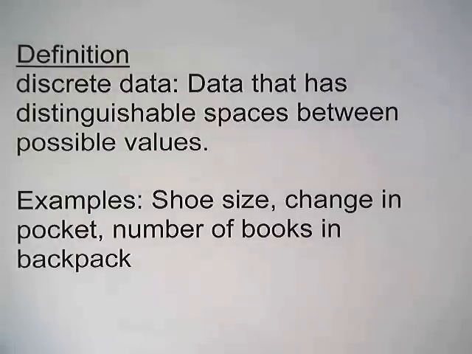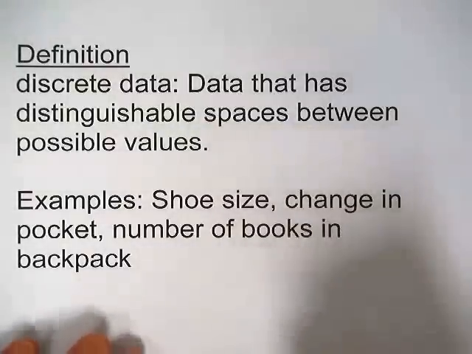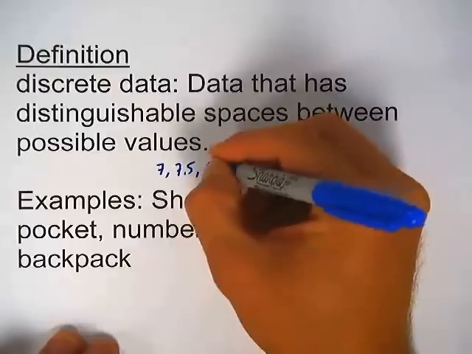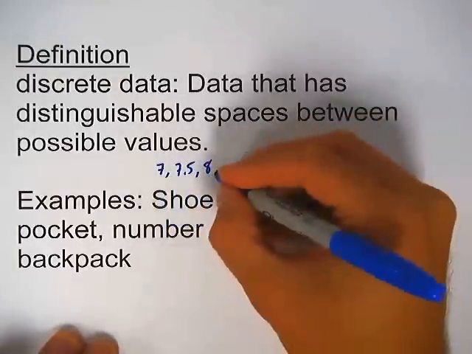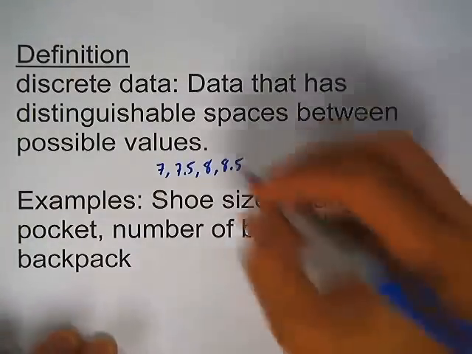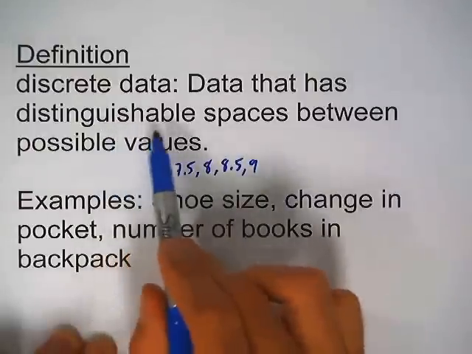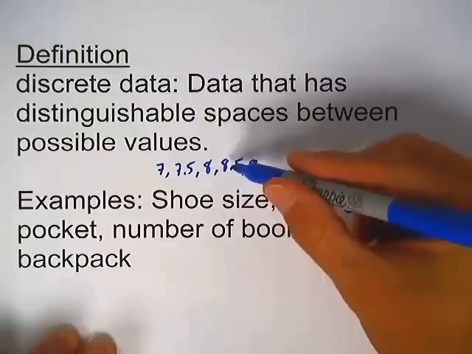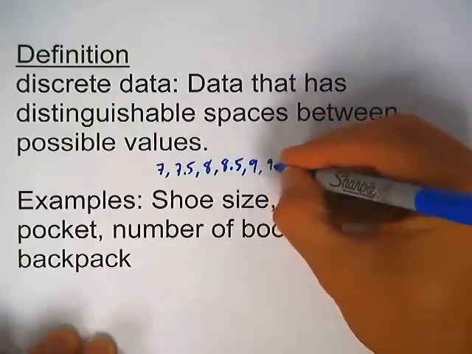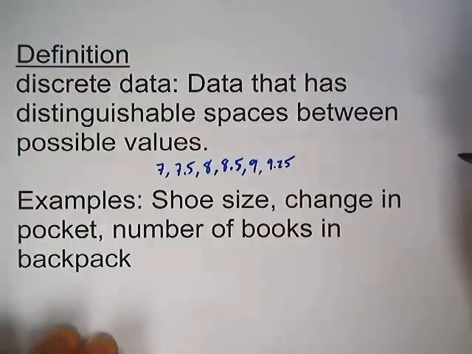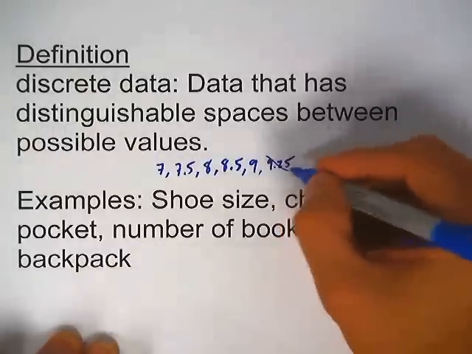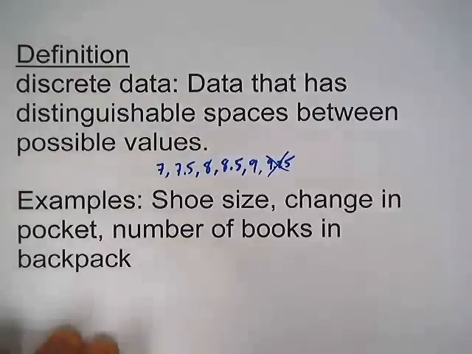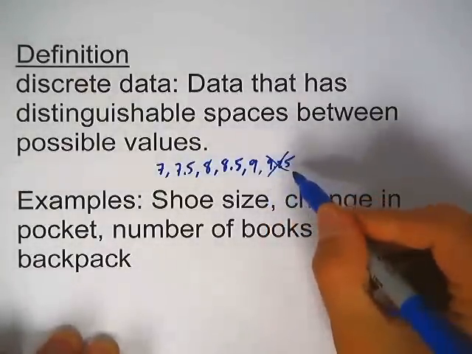An example of this is shoe size. If we just think about a couple, we might have 7, 7.5, 8, 8.5, 9. So there are distinguishable spaces between possible values. What I mean by that is that you can have 8, you can have 8.5, you can have 9, but is there a common shoe size of 9.25 or 9.6? No. So since that value is not possible in the shoe size example, we call this discrete data. There is a space where 9.25 is.